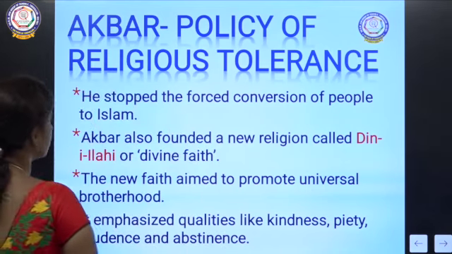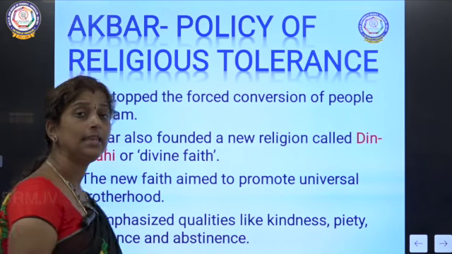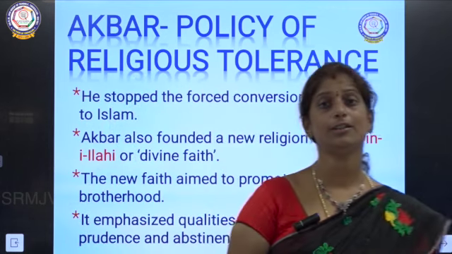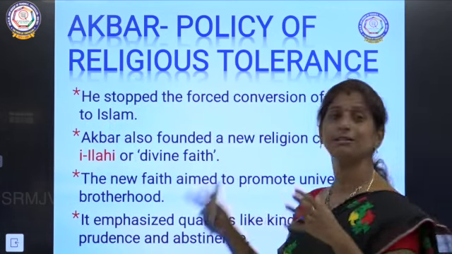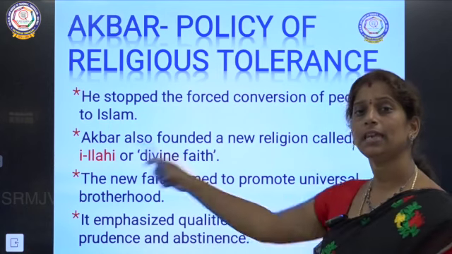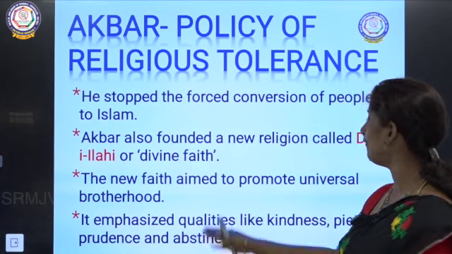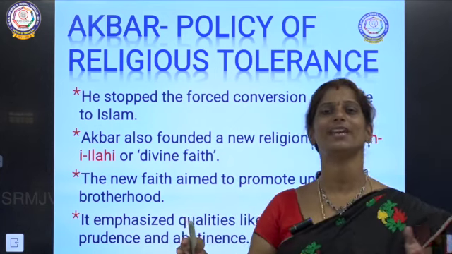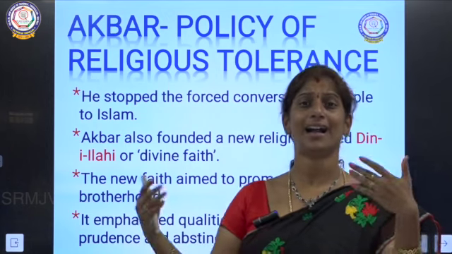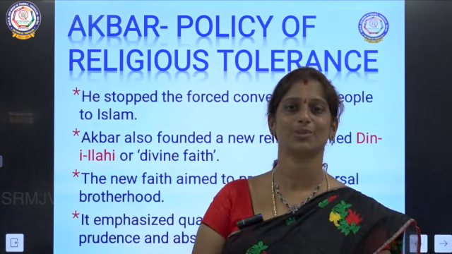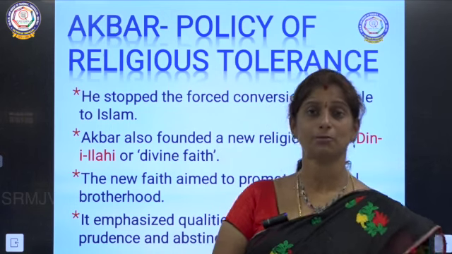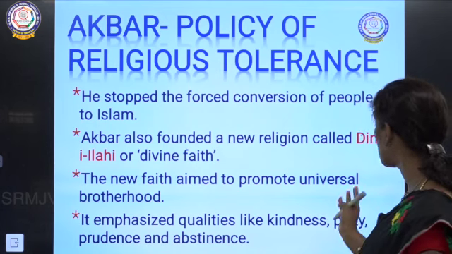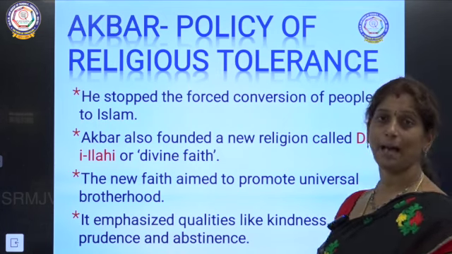Right? Then Akbar also founded a new religion called Din-i-Ilahi, which means divine faith. So he founded a new religion called Din-i-Ilahi. So the new faith aimed to promote universal brotherhood. So everyone, all are human beings, everyone has to be treated equally. We are usually a brother and sister to each other. So that is how he developed the brotherhood, and he emphasized qualities like kindness, piety, prudence and abstinence.